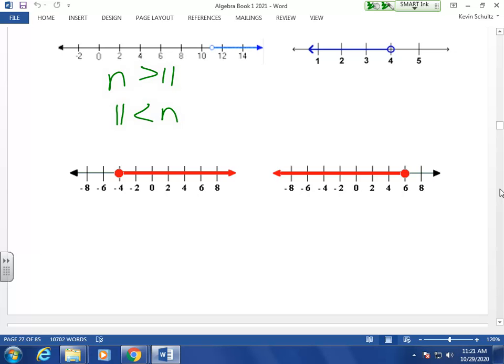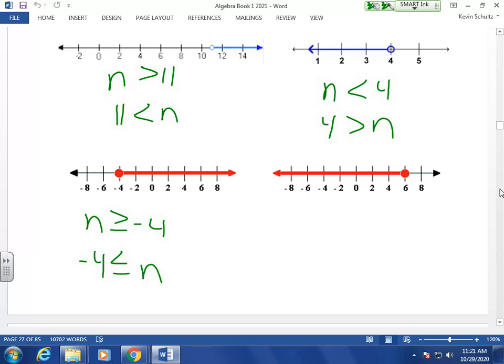The next one, n is less than 4, or 4 is greater than n. n is greater than or equal to -4, or -4 is less than or equal to n. And last but not least, n is less than or equal to 6. 6 is greater than or equal to n.